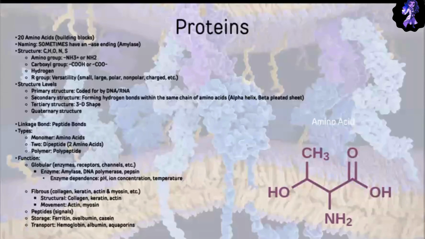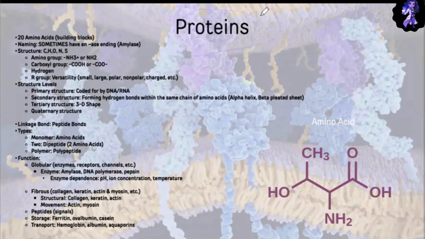Now let's talk about proteins, which is the second macromolecule that you're expected to understand. The way that you think of proteins is you need to understand that amino acids are the building blocks of proteins. So all major proteins have some sort of amino acid attached to them.